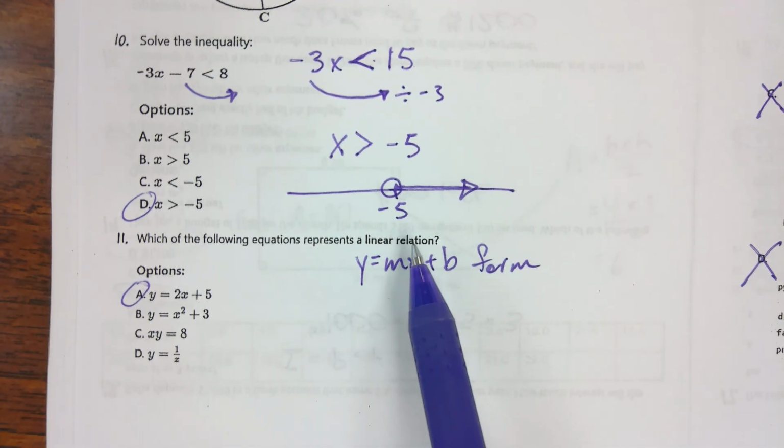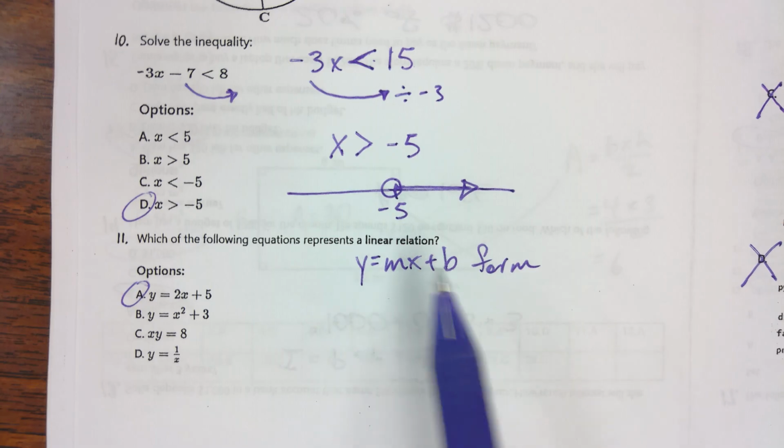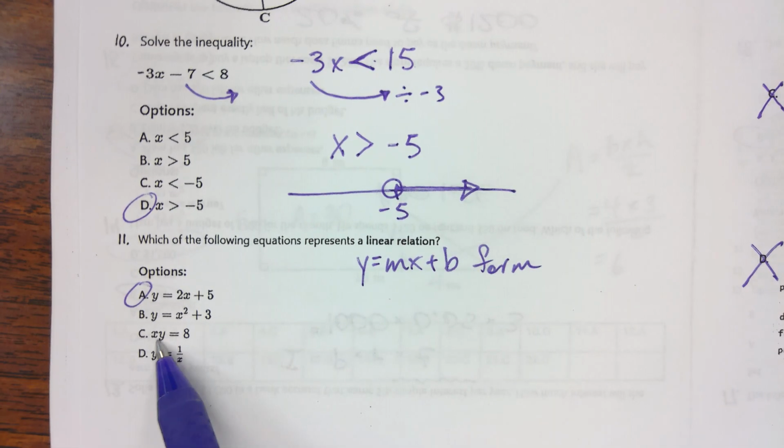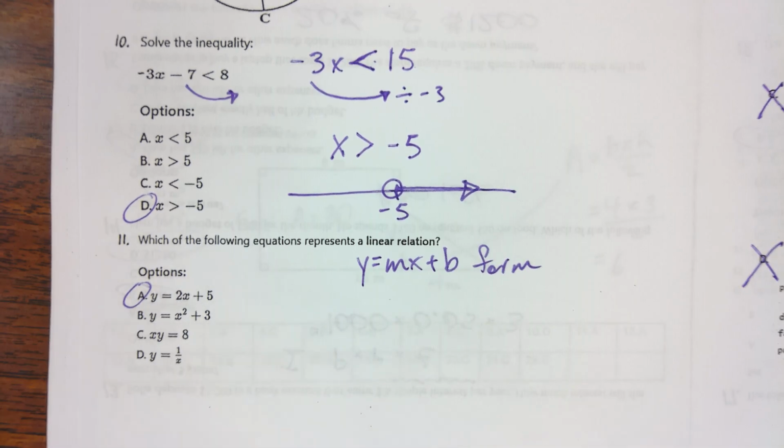Number 11. Which one is a linear relation? Which one has the form y equals mx plus b? So this one has the square, that's not it. This one x times y, that's not it. This one is 1 over x, that's not it. So A. Okay.